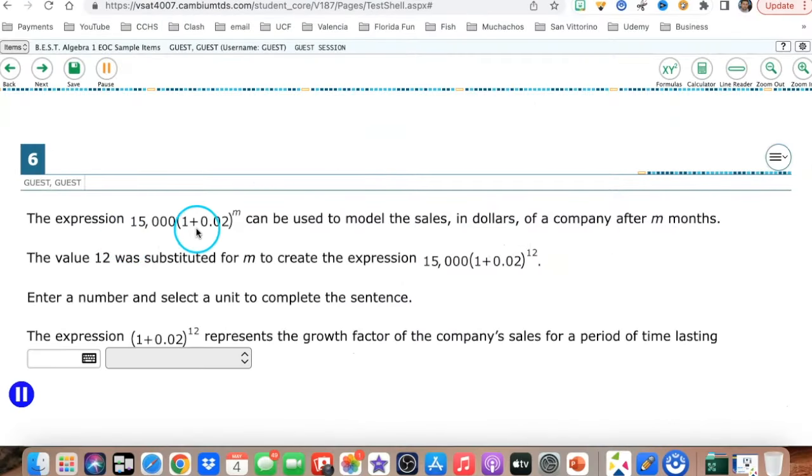The expression can be used to model the sales in dollars of a company after m months. The value 12 was substituted for m to create the expression.